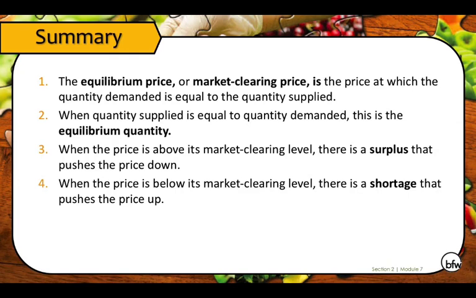So now we come to the end of Module 7, and this is what we've learned in Module 7. One is that the equilibrium price, or market clearing price, is the price at which the quantity demanded is equal to the quantity supplied. Second, when the quantity supplied is equal to the quantity demanded, this is known as the equilibrium quantity. Third, when the price is above its market clearing level, there is a surplus that eventually pushes the price down, and the surplus will be temporary and eventually return to equilibrium. And fourth, when the price is below its market clearing level, that will lead to a shortage of the good that will be only temporary and eventually push the price back up to equilibrium.